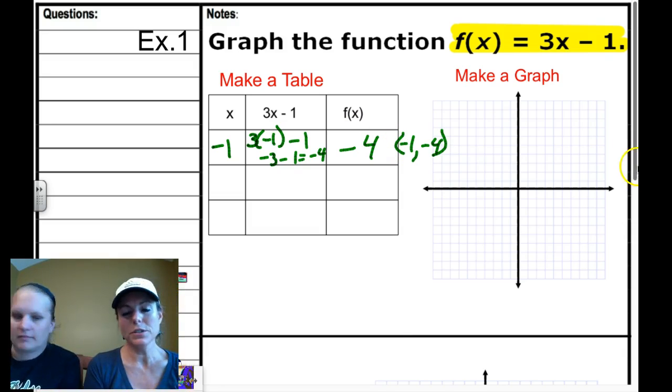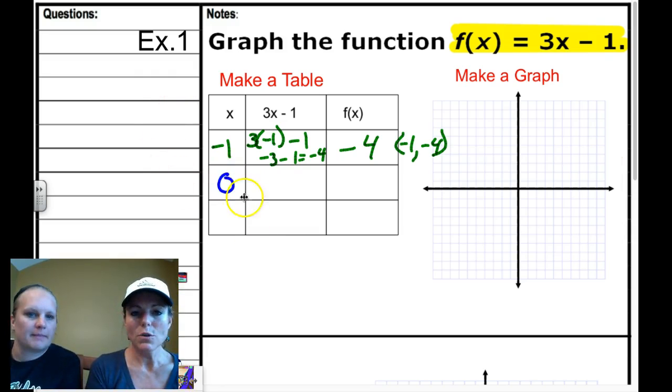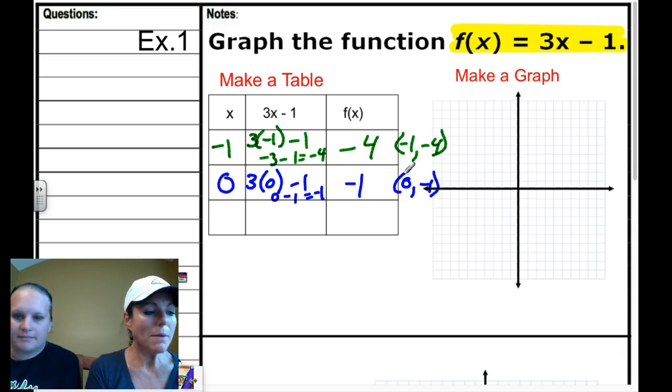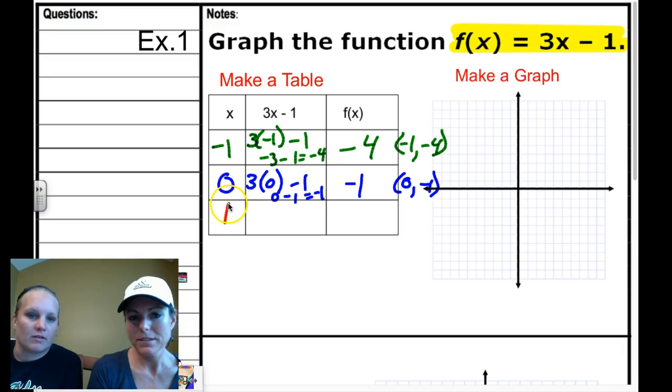All right, let's try 0. 0 is so easy. If we plug in 0 for x, 3 times 0 minus 1: that's 0, and 0 minus 1 gives me -1. There's our output, and there's our second point, 0, -1. How about 1? That's an easy one too.